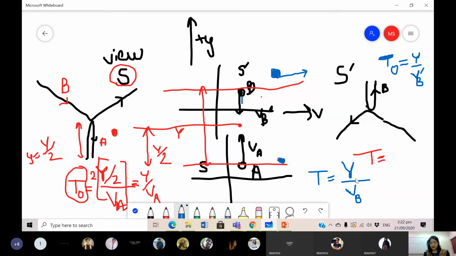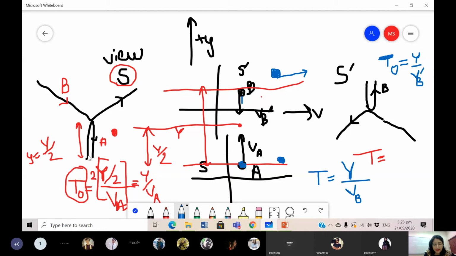Yes? Ma'am, in which frame is this time dilation happening, and for which observer? Okay, I will tell you. If we are sitting in frame S and we are trying to calculate the time for A to move this much and this much, that is known as the proper time for A's round trip because we are in the same frame as A.